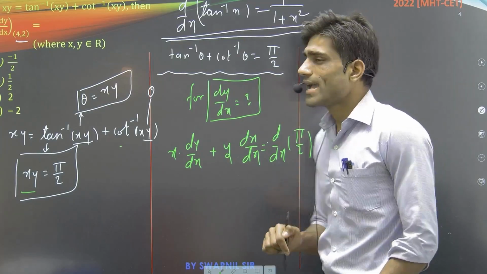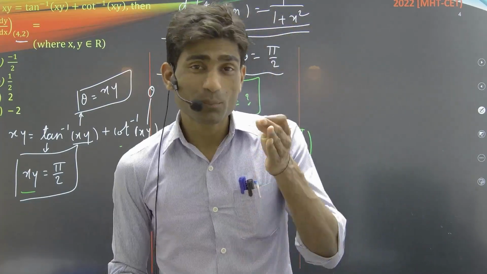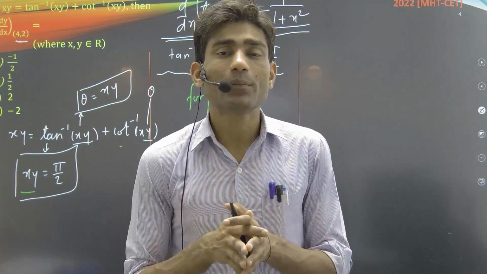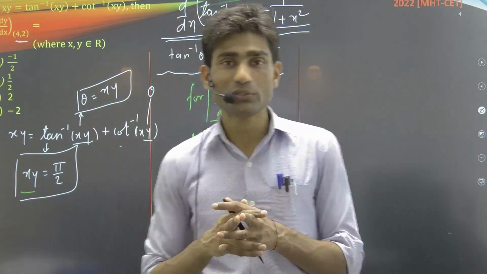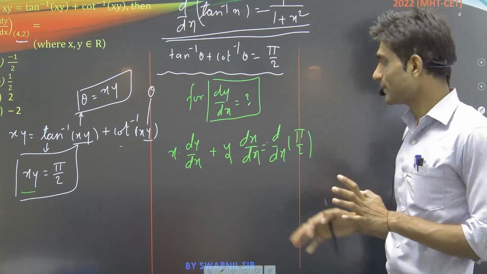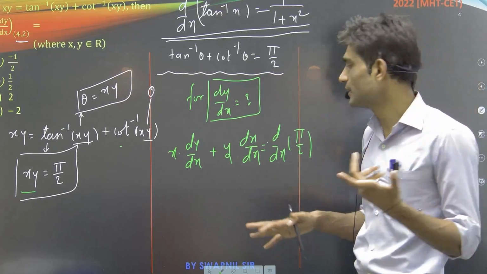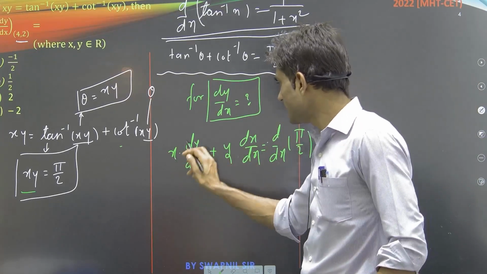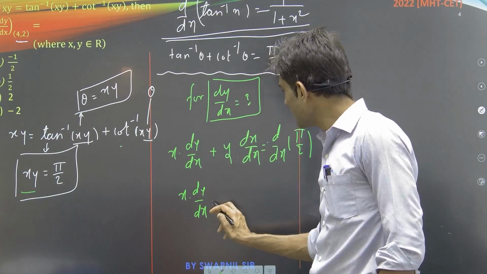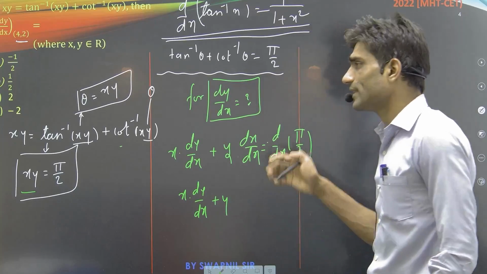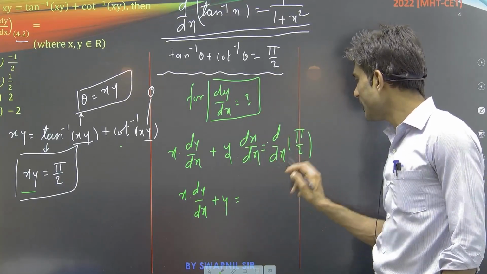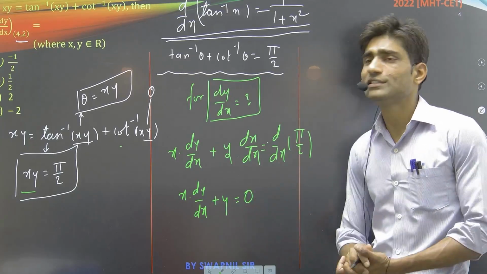As pi by 2 is a completely constant term, its differentiation always goes to 0. A constant term does not have any rate of change. So x into dy by dx, keep as it is, plus y into dx by dx, the differentiation of x with respect to x, which gives us the value 1. And d by dx of pi by 2, a constant term, is always 0.